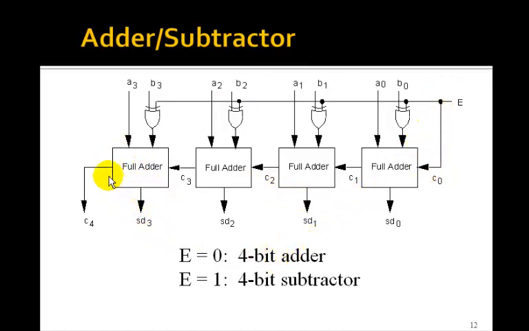The only thing I have to remember is there should be a bubble here. So if I get a carry out here, it means there really was not a borrow. But if I don't get a carry out, it means there really was a borrow. So the borrow is sort of the not carry out. So if I just remember that, then I can treat this full adder as a full subtractor by just making E equals 1.